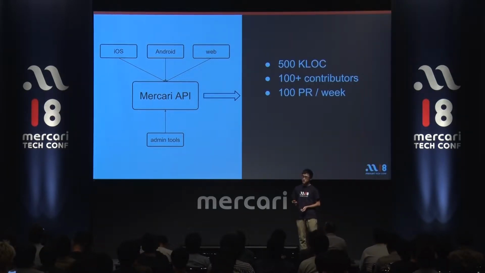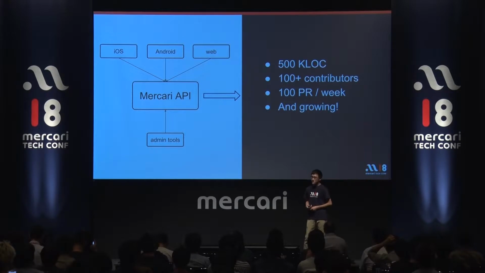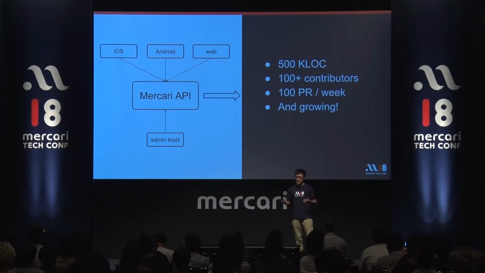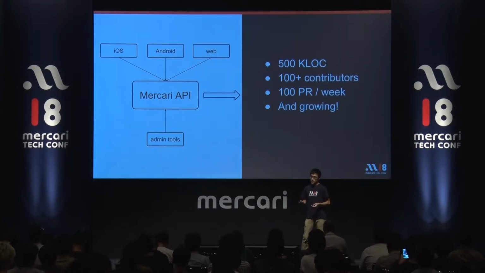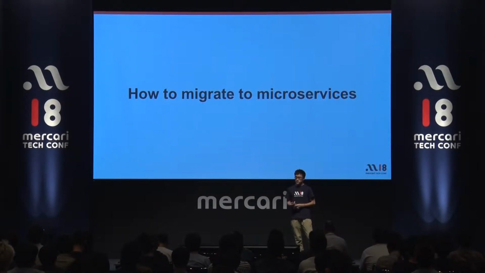And as of earlier this year, it has evolved into a code base of about 500,000 lines of code with over 100 contributors, and on average, we are submitting about 100 pull requests every week. And we are still growing. We want to become an engineering organization of about 1,000 engineers. So if you try to imagine 1,000 engineers trying to work on the same repository, trying to ship features without breaking each other's code, that's going to be very difficult, if not impossible at all. So that's when we decided to do microservices.